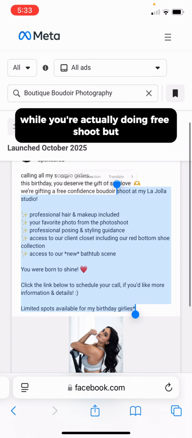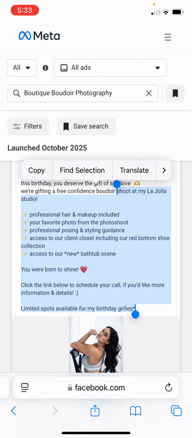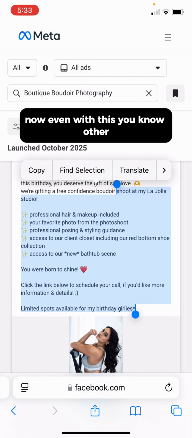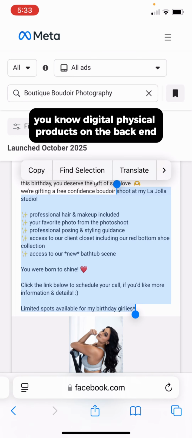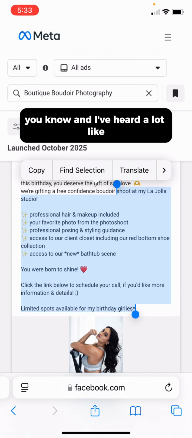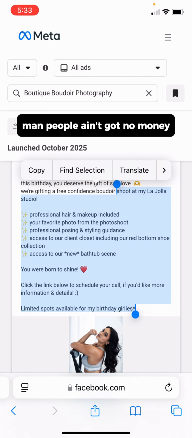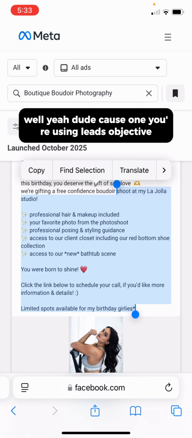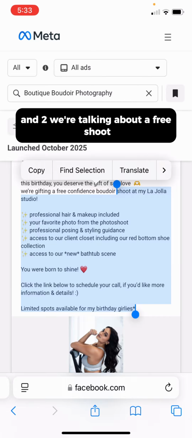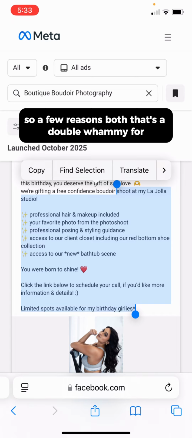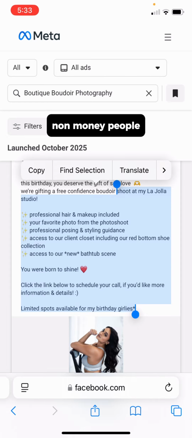Well, you're actually doing a free shoot, but even with this, other boudoir photographers I've talked with, their strategy is free shoot, upsell digital and physical products on the back end. And I've heard a lot, like, man, people ain't got no money. Well, yeah, dude, because one, we're using the leads objective, which has nothing about buyer behavior on those Meta profiles, and two, we're talking about a free shoot. So if you're using both, that's a double whammy for non-money people.